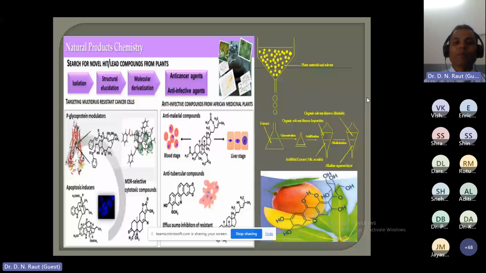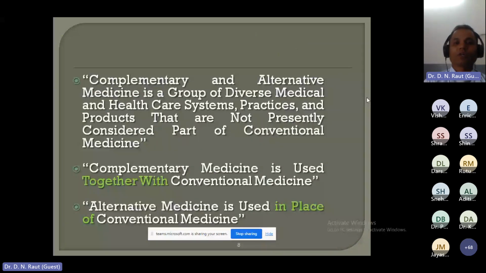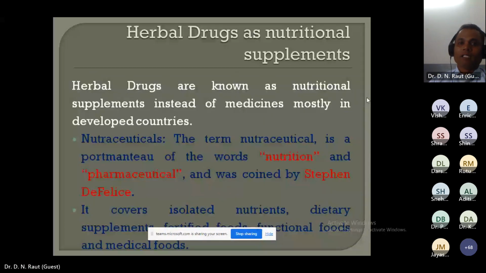So in the case of complementary and alternative medicines, which is a group of diverse medical and healthcare system practices and products that are not presently considered part of conventional medicine, complementary medicine is used together with conventional medicine, and alternative medicine is used in place of conventional medicine. So the purpose of showing the initial slides is that there is the importance of herbal drugs in medicine, and there are a lot of limitations we are facing in the world.